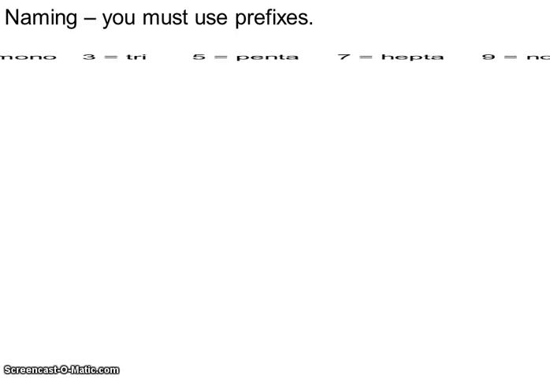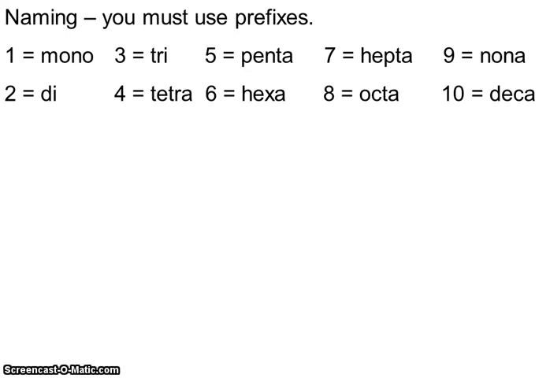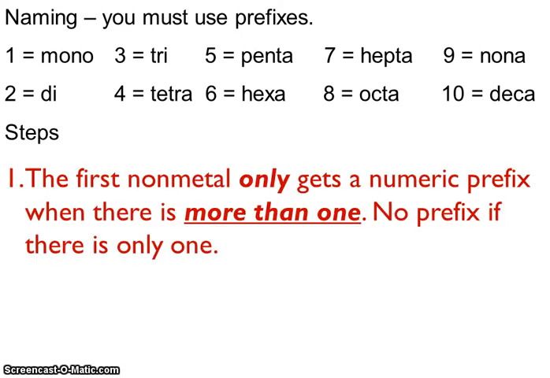So the prefixes we'll use are good old tried and true Greek prefixes: mono, di, tri, tetra, penta, hexa, hepta, octa, nona, and deca. We could go beyond this if we wanted, but this will suffice for what we want to do. And so the first thing we're going to do is realize that the first nonmetal will only get a prefix if it has more than one. If there's only one, we're not going to do it. So if I have something like CO2, for example, we don't call that monocarbon dioxide. You've never heard of that. You have heard of carbon dioxide. So we just leave that prefix off unless there's more than one.